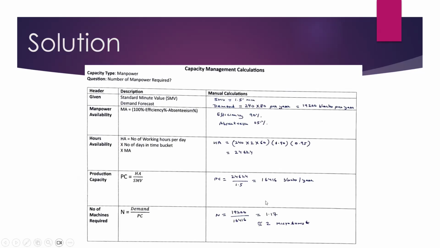So these were two examples for the numerical calculations of capacity planning.